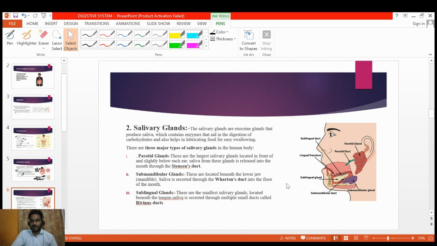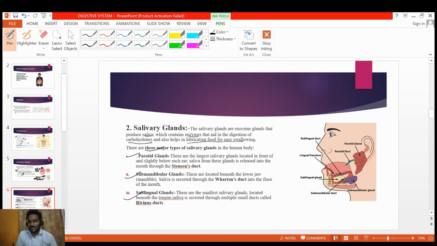Okay, what exactly are the salivary glands? They are exocrine glands, students. Exocrine glands release their secretion with the help of a duct. They produce saliva. They contain the enzyme, as I told you, salivary amylase, which helps in carbohydrate digestion, and provide lubrication for easy swallowing. Three types of salivary glands are present: the parotid, submandibular, and sublingual.